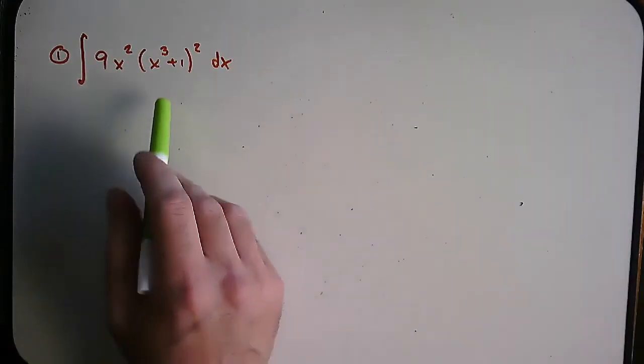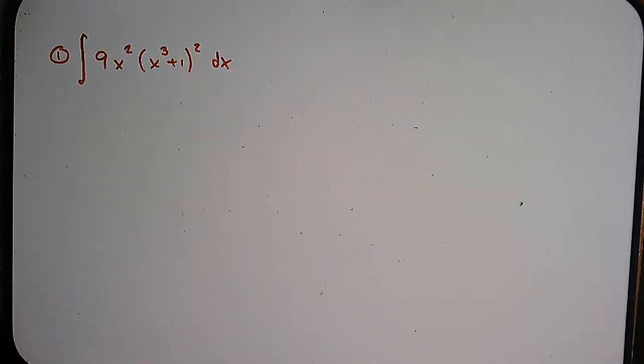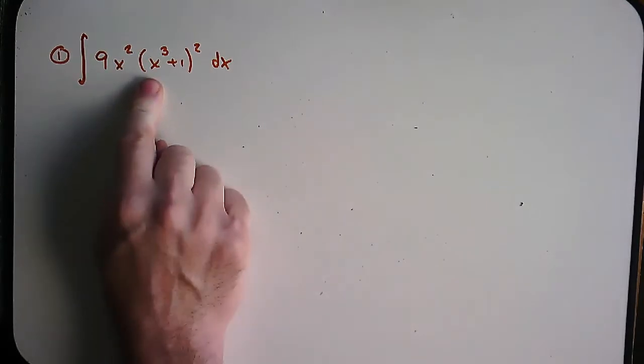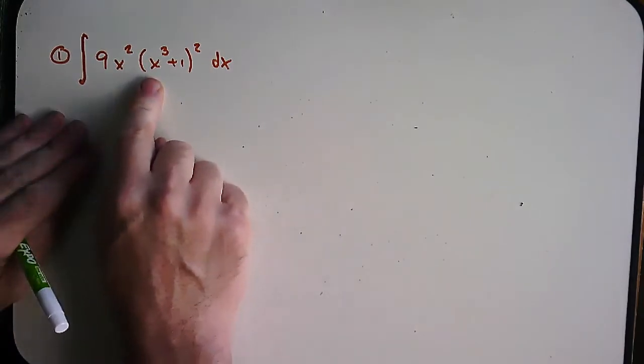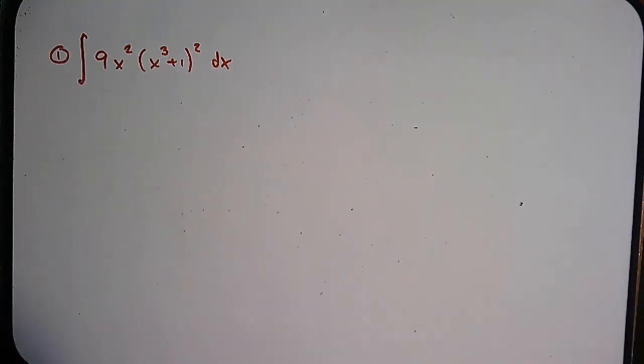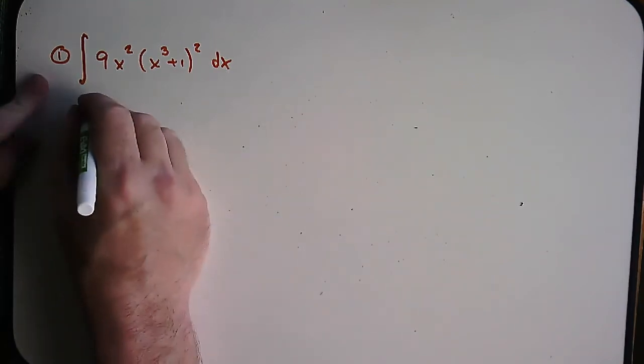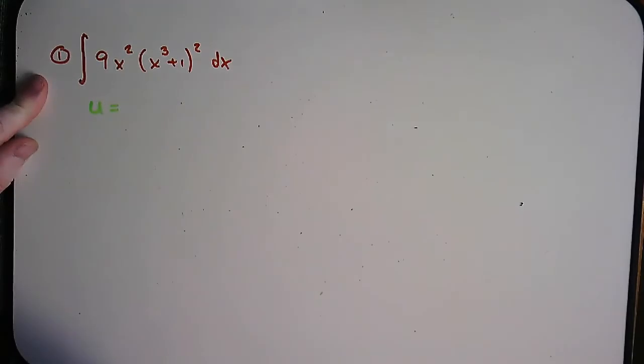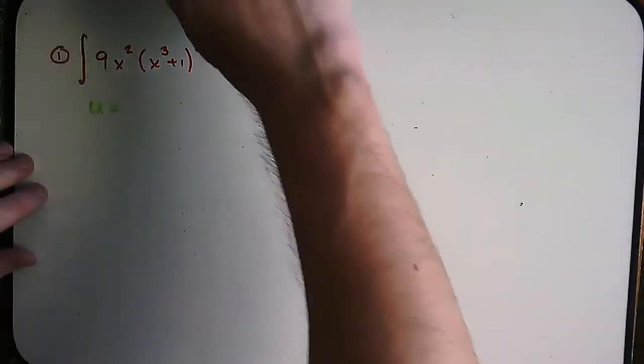For this problem, there's more than one choice that you can make for u. If you choose u equals x cubed, the problem will be fine. If you choose u equals x cubed plus 1, the problem will also turn out fine. So don't get hung up in this beginning phase of worrying that you're not doing it right. Let's just pick something. Okay, so let's say u equals, oh, that's not really showing up very well. Let's switch colors.